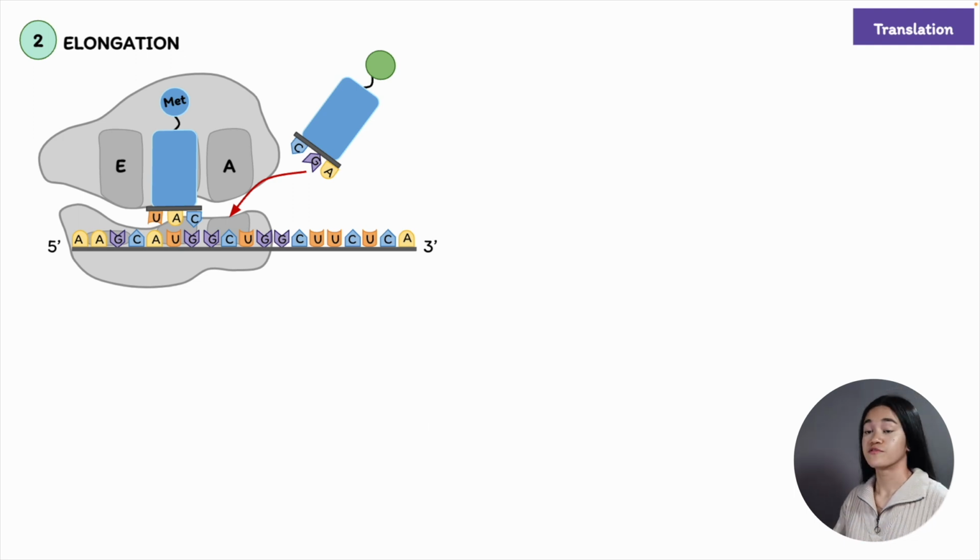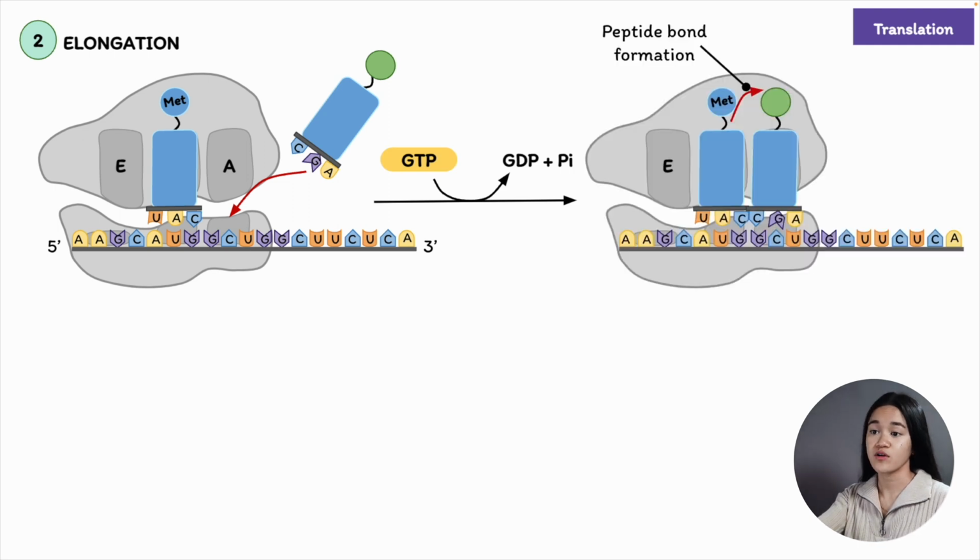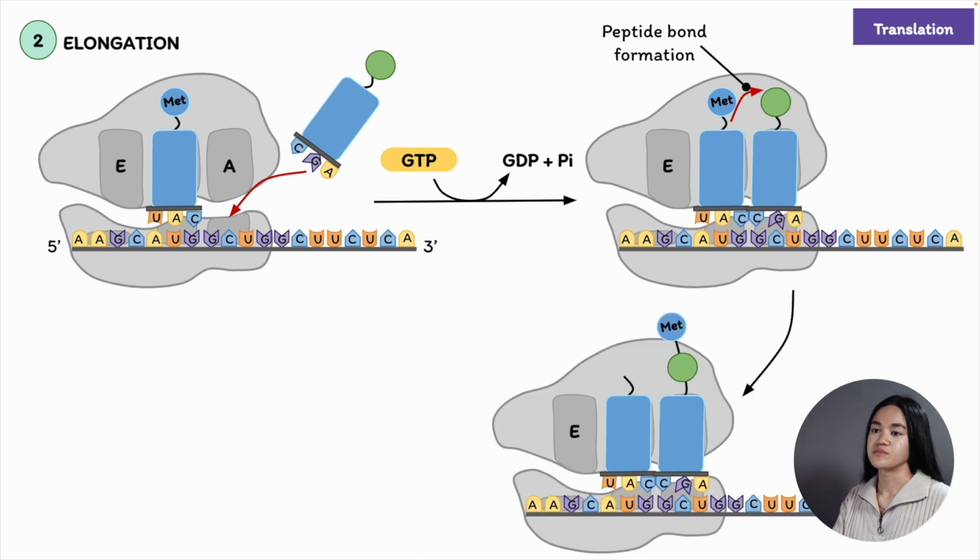Let's break this down. The first step is codon recognition, which we touched on earlier. The anticodon of an incoming aminoacyl tRNA base pairs with the complementary mRNA codon in the A site. Recall that only the tRNA with the correct anticodon will bind and allow this process to continue. And in this step, we need GTP. The second step is peptide bond formation.